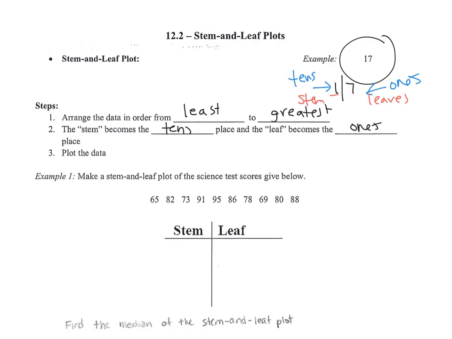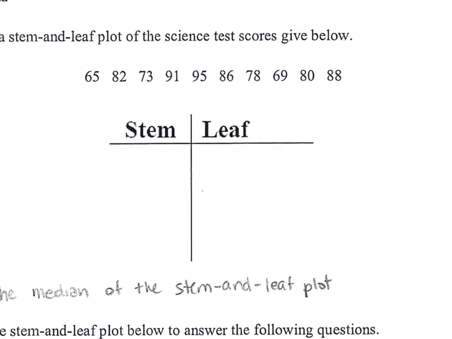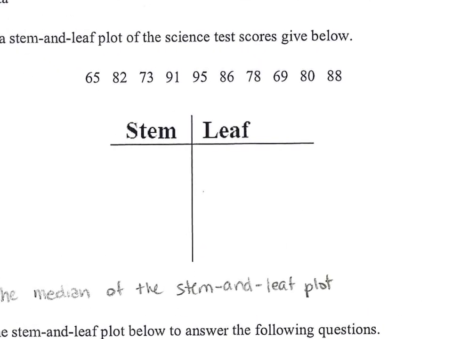So I am going to write this in order from least to greatest on this plot. So what you do is you take the smallest number. So the smallest number is 65. So the 6 is the 10 spot. The 5 is the leaf spot.